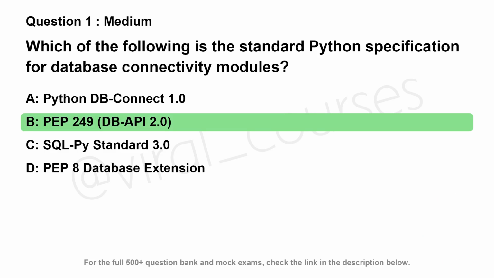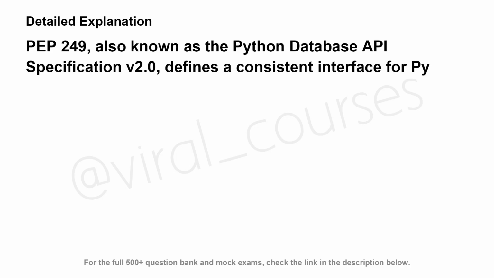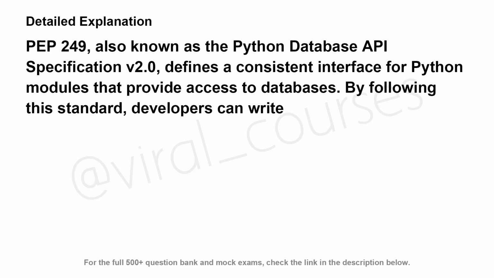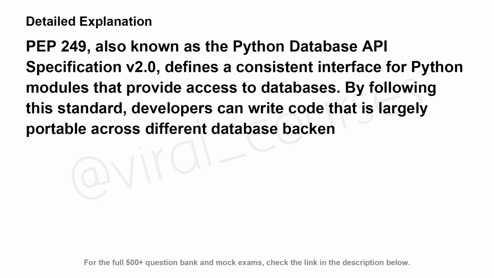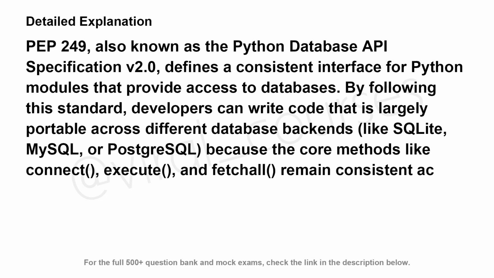The correct answer is B. PEP 249, also known as the Python Database API Specification version 2.0, defines a consistent interface for Python modules that provide access to databases. By following this standard, developers can write code that is largely portable across different database backends, like SQLite, MySQL, or PostgreSQL. Because the core methods like connect, execute, and fetchall remain consistent across compliant drivers.